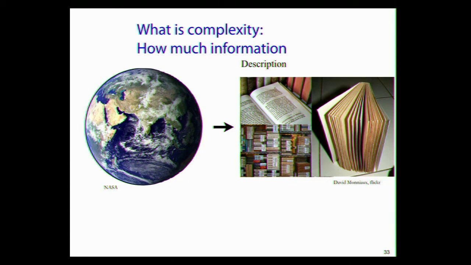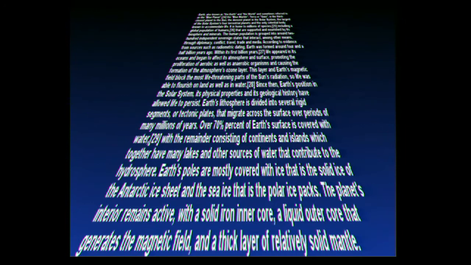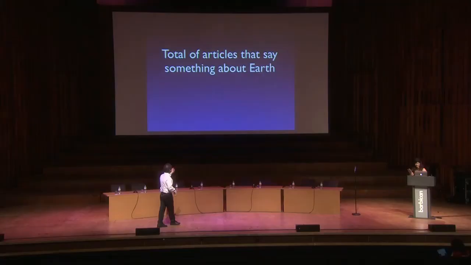That's a key idea in terms of complexity. So how long would it be? A few paragraphs? A book? A lot of books? Well, we could turn to some online encyclopedia I know about, and count the characters in the article about the Earth. But what about all the articles that have something to say about the Earth?